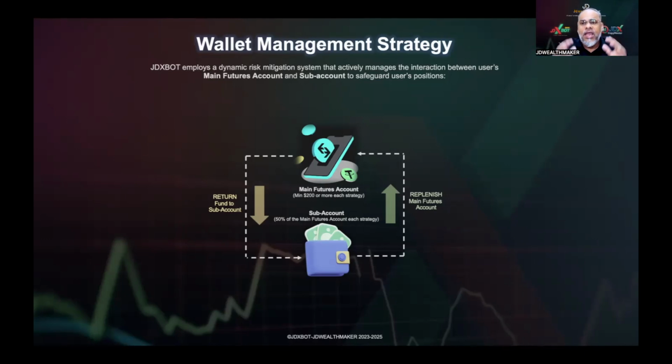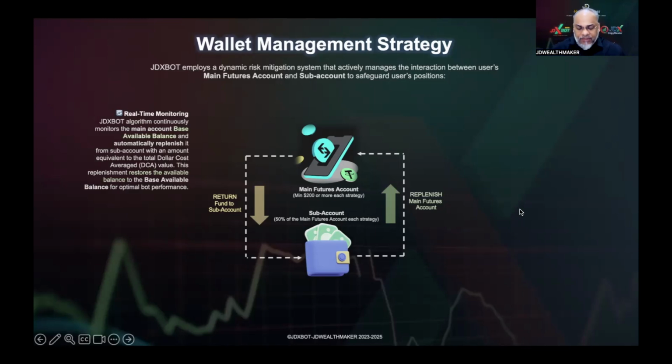So this is the requirement, or else your bot will not get activated. Okay, please understand that. Now, with meeting the requirement of your main and futures account, how does the wallet management strategy actually work? Let me explain to you. Now, we have what we call real-time monitoring in place, okay? JDXBot algo continuously monitors the main account base available balance and automatically replenishes it from the sub account with an amount equivalent to the total dollar cost average value, all right? Now, this replenishment restores the available balance to the base balance for optimal bot performance.